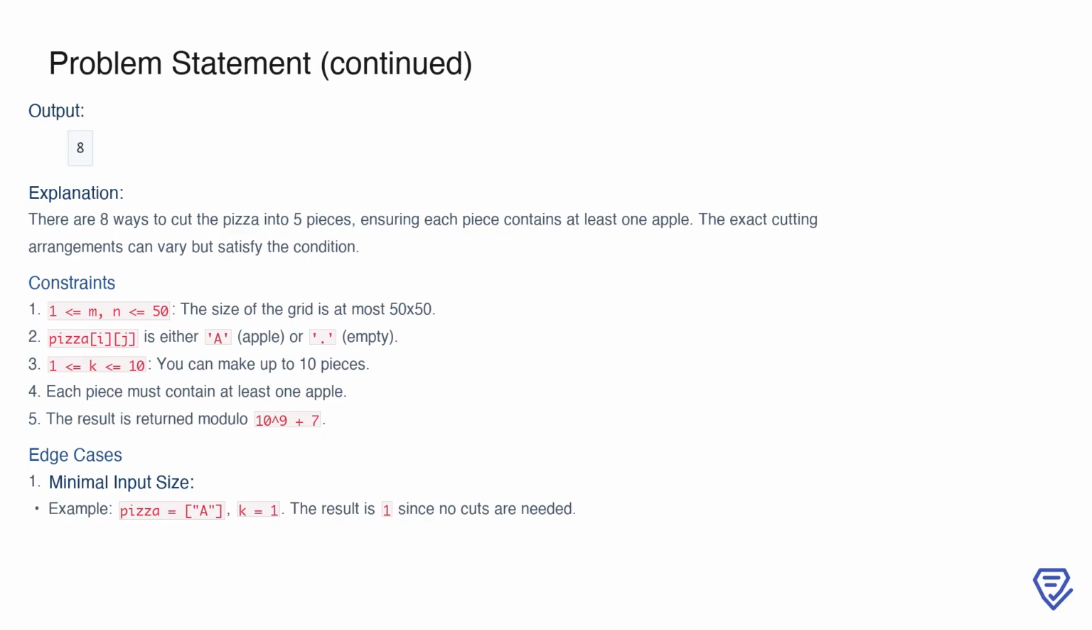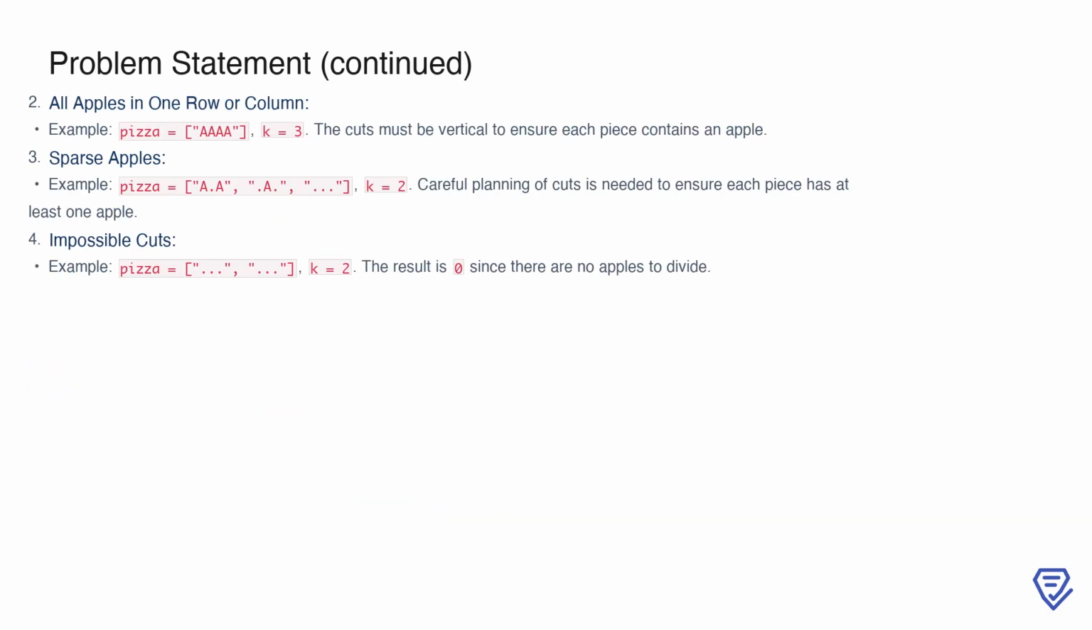For edge cases, think about minimal inputs, like a single-cell pizza with one apple and k equal to 1. In this case, there's only one way, as no cuts are needed. Other scenarios to consider include pizzas where all apples are in a single row or column. For example, if the pizza is a row of four As and k is 3, you must make vertical cuts to ensure each piece has an apple. On the other hand, sparse distributions of apples require strategic cuts to ensure every piece has at least one apple.